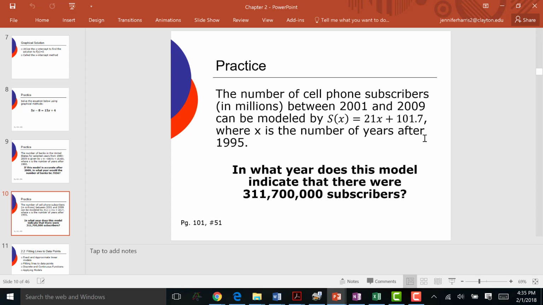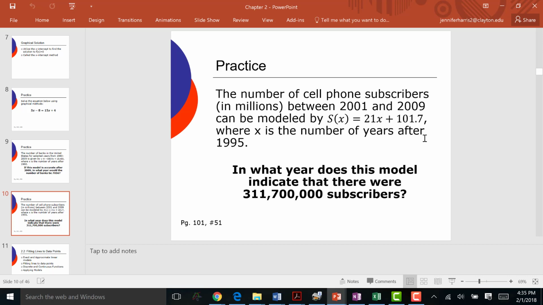All right, we read the problem. What's given? Number of years after when? After 1995. Did they give you a Y? Yes. What did they call it? Instead of calling it Y, what do they call it? S of X. So when you say Y, it's the same thing as S of X. Anytime they say S of X, P of X, F of X, W of X, whatever it is, it's still Y. It's still output.